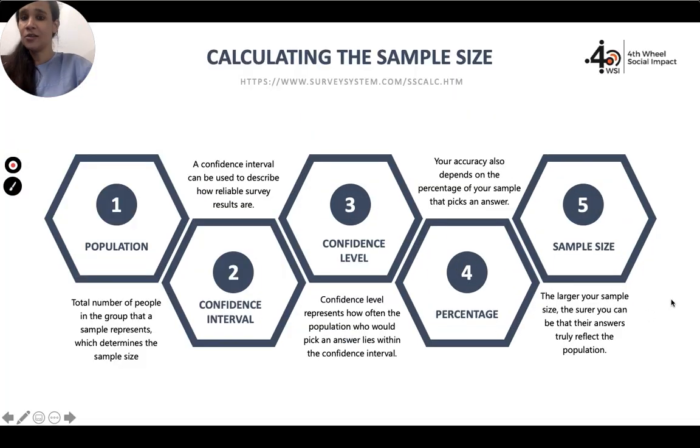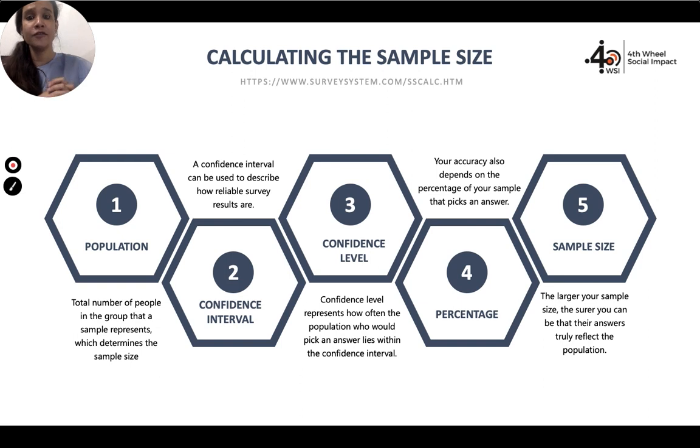So let's look at these terms. Again, your population is the total number of people that your sample represents. In our case, it's either 1,000 students or 9,000 farmers. The confidence level is how reliable your survey results are. You can choose from 95% to 99%. Usually, you can just stick to 95%.